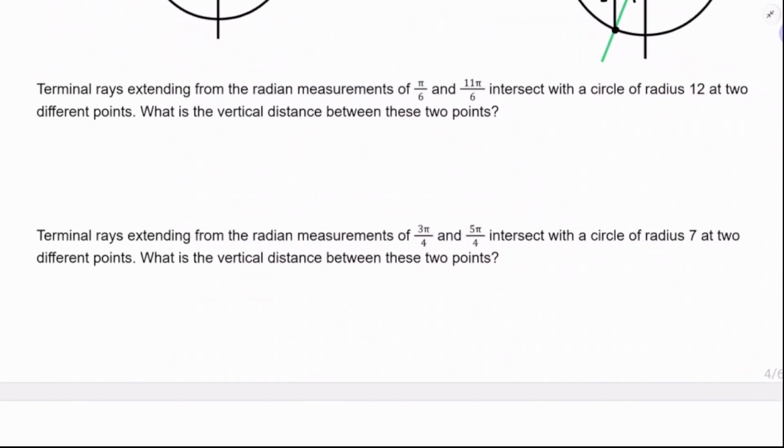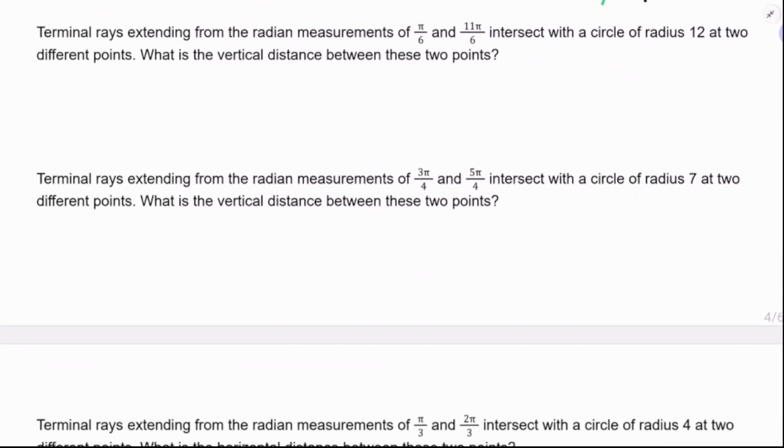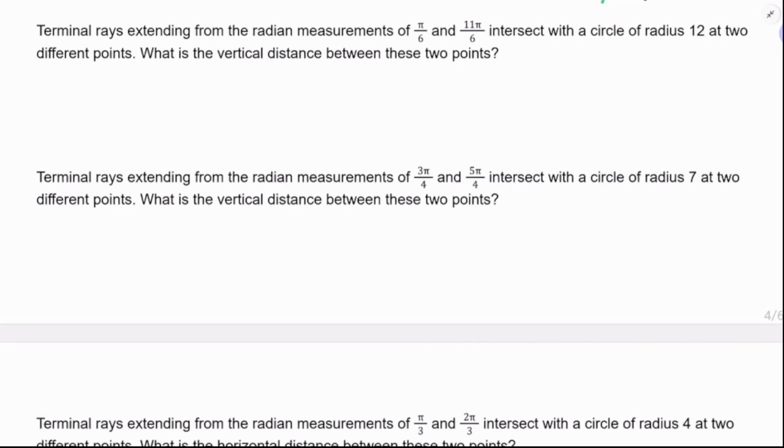Now, terminal rays extending from radian measurements of pi over 6 and 11 pi over 6 intersect with the circle of radius 12 at 2 different points. What's the vertical distance between these 2 points?